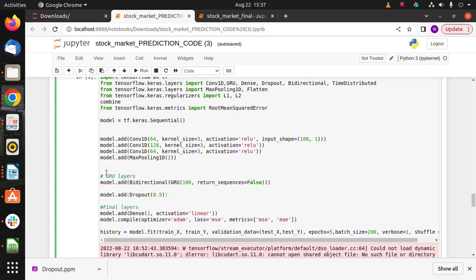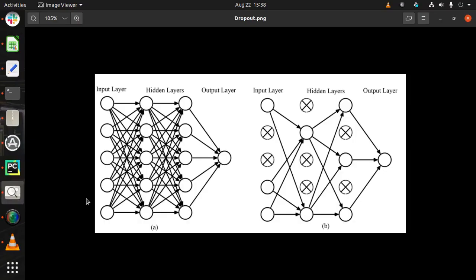We can see in a Jupyter notebook we add a dropout layer and the dropout ratio is between 0 to 1. We can see in this image, dropout ratio is the percentage of the total number of neurons we want to randomly deactivate, which reduces the weight and bias parameters.